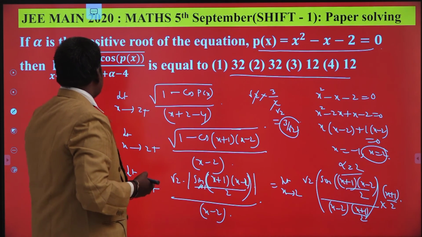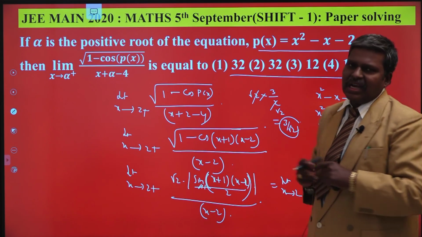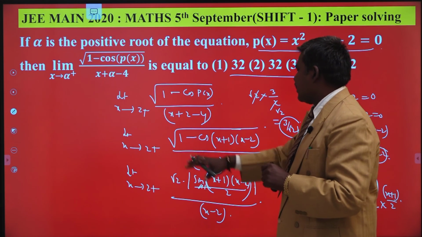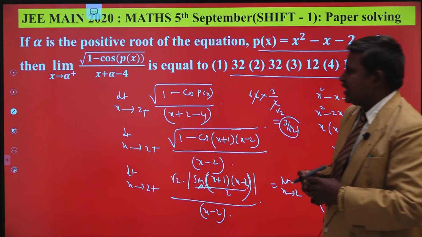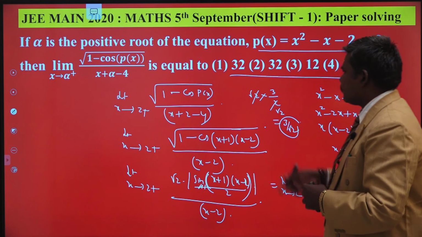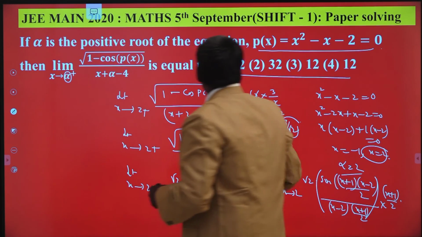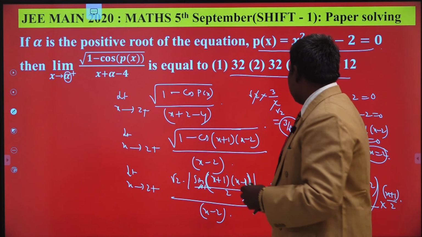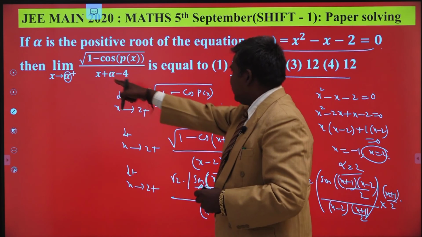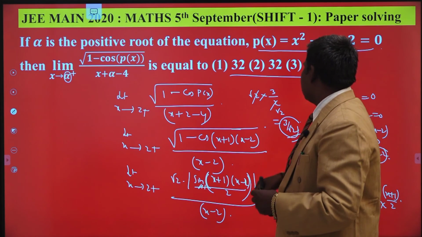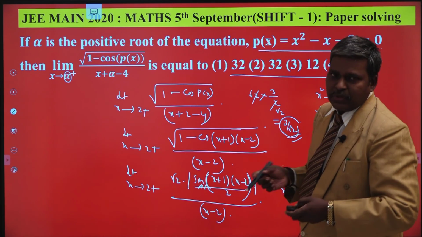Suppose the question is limit x tends to alpha. If they are just asking limit x tends to alpha, the limit does not exist because mod x is there. For left limit we get minus, for right limit we get plus value. So left limit and right limit are not equal, therefore limit does not exist. But our problem is limit x tends to alpha plus, where alpha is the positive root of the given equation. That is why it exists here. The value becomes 3 by root 2. If they are asking the left limit, its value is minus 3 by root 2. Just they are asking the right limit at alpha. Okay.